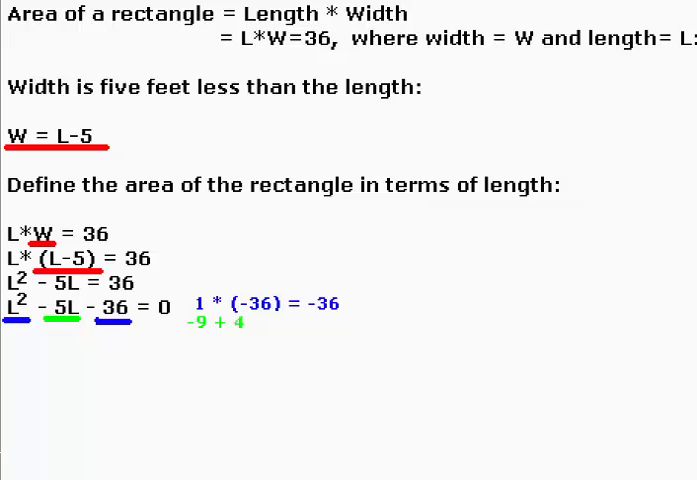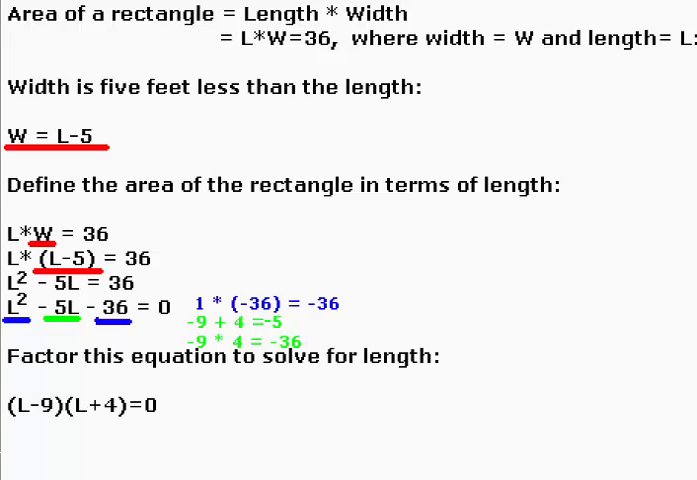So we can take negative 9 and 4, for example, and if we add them together, we find that the sum is equal to negative 5. If we multiply negative 9 and 4, we find that the product is equal to negative 36. So this satisfies our condition. Therefore, we can use negative 9 and 4 to factor this equation and solve for our length.